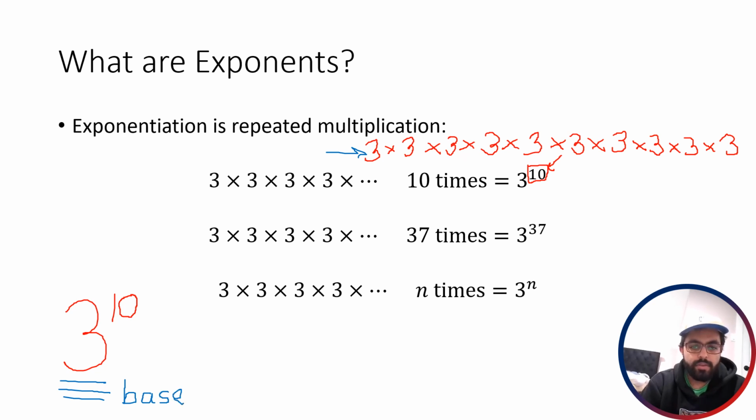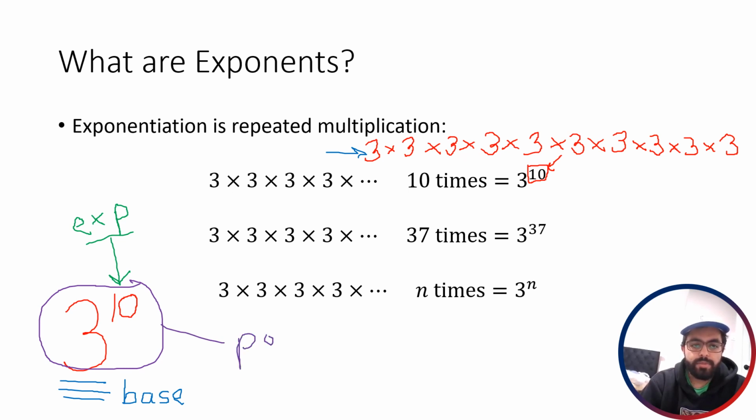The little guy, the one that tells you how many times you're multiplying it together, that's the exponent. I'm not going to write out the whole word, but I will write exp. That's going to be your exponent. And the whole thing all together, this entire thing, is called a power. And so that's some useful terminology for when you're working with exponents. But yeah, so there you go.